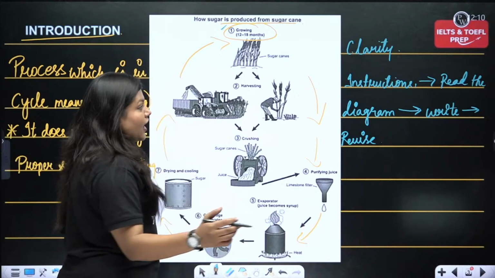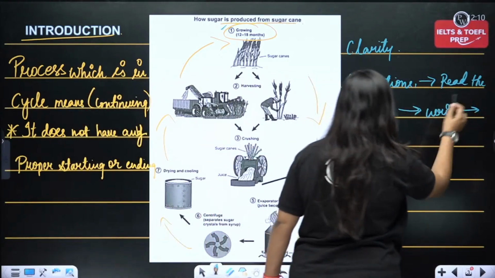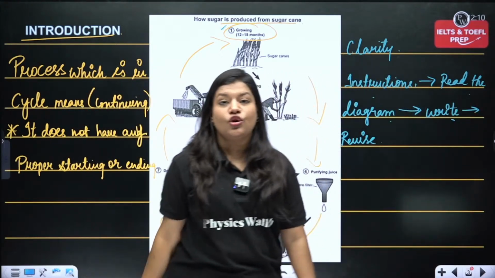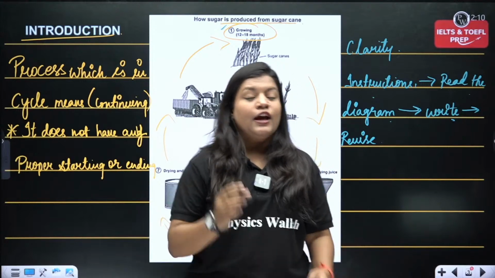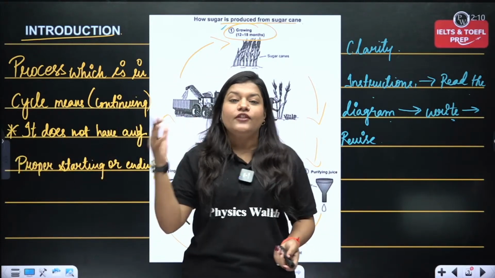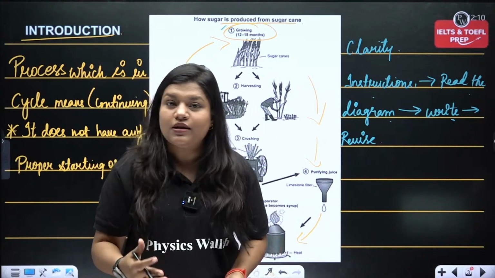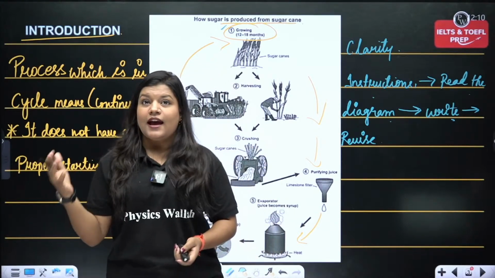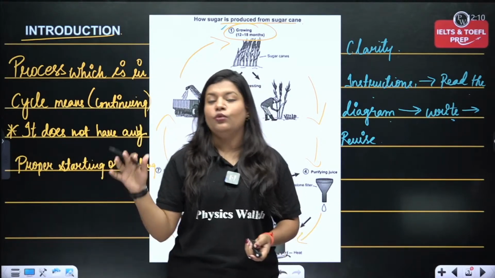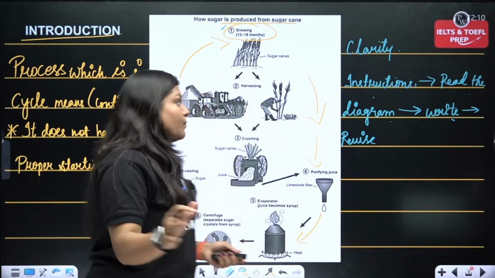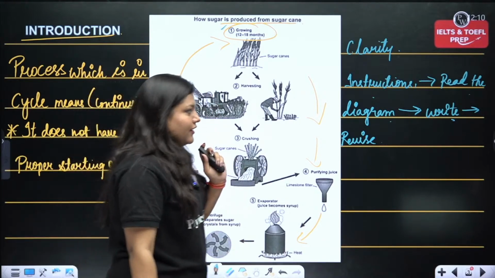First, the instructions, reading of the diagram, then write and revise. Make sure you revise your responses properly. If you are not going to revise it, then definitely and eventually you are going to come up with some mistakes or the other which are going to be very silly in nature, and that is something that I would not recommend you anyhow. The instructions are done, read the diagram is done, revise is done.